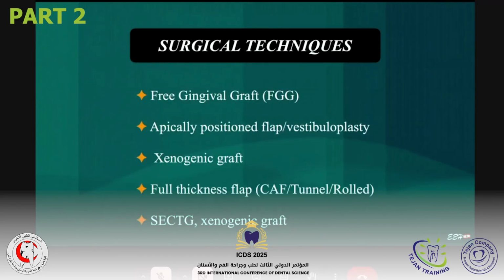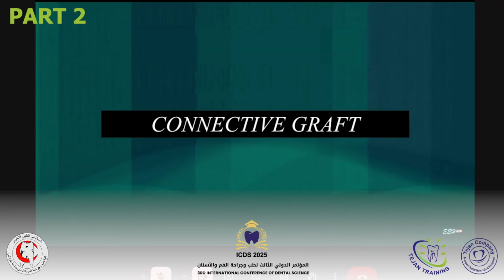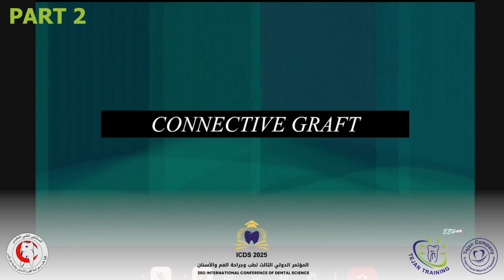And how can we increase this? We have several techniques to increase the gingiva around the implant or around the natural tooth. It's the same. We have the free gingival graft, apically positioned flap or vestibuloplasty, the xenogenic graft, full thickness flap, and a subepithelial connective tissue graft. The connective graft is what I use, and I suggest you use it because it's stable over time and aesthetically it mimics very well with the other tissue.